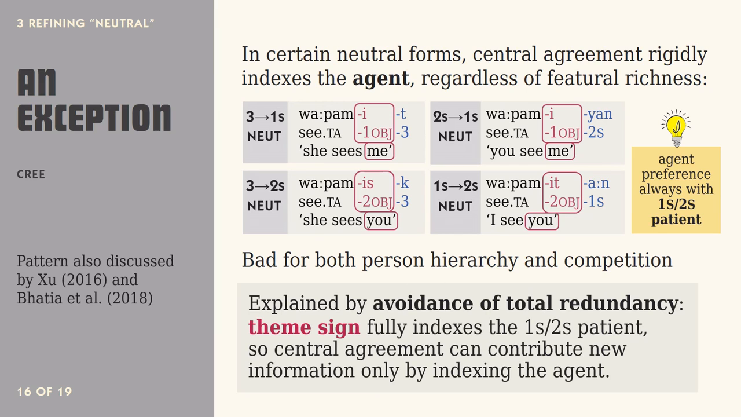This is not a place where the Algonquian agreement system suddenly starts caring about the syntax in a way that it never otherwise does. This is just another shallow morphological effect. There's a preference for morphology to be informative. And in this particular context, being informative means not redundantly indexing the patient, which in turn means indexing the agent. Not because the agent syntactically outranks the patient, but simply because the patient has already been fully indexed by the theme sign, so there's nothing left for the central agreement to do but index the agent.